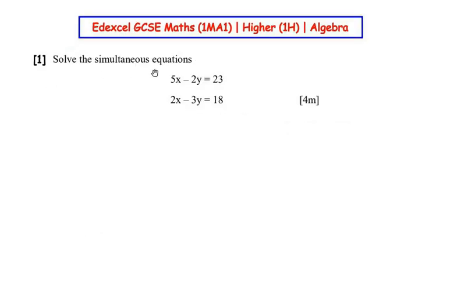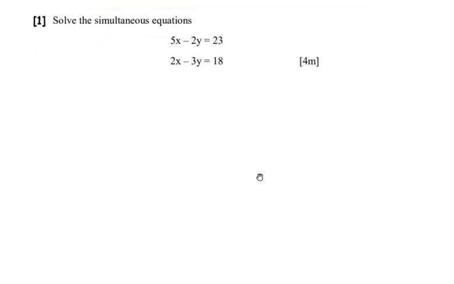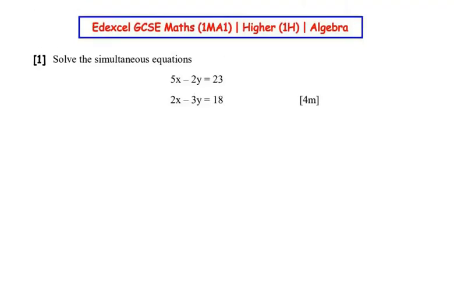Solve the simultaneous equations 5x minus 2y is equal to 23 and 2x minus 3y is equal to 18. Now in this question we have to find out the values of x and y. So here you can either use the elimination method or the substitution method to find out the values of x and y. I'm going to use the elimination method over here.